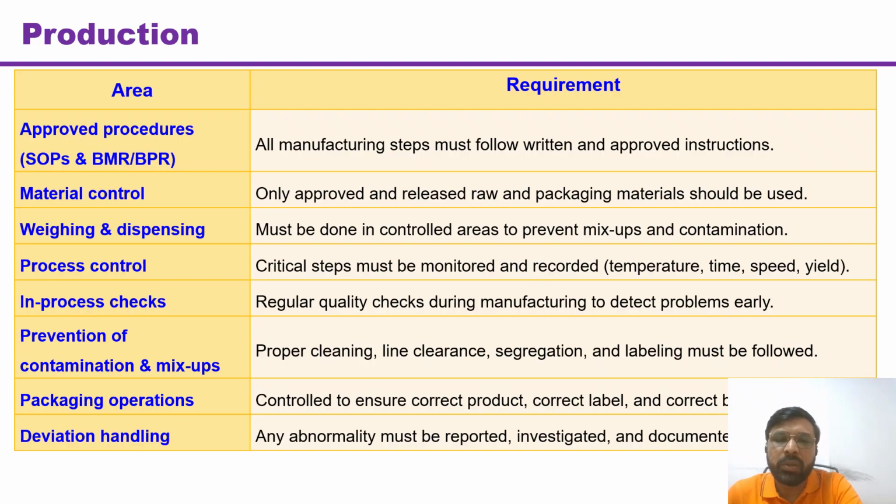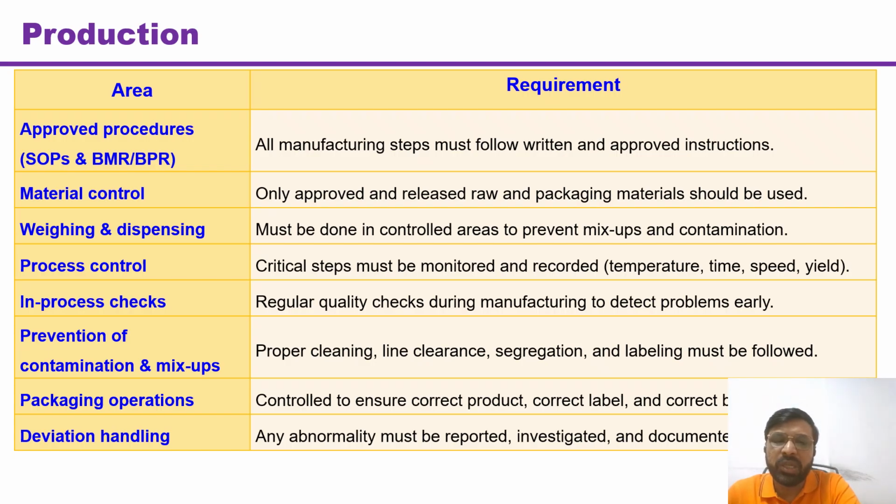Process control: critical steps must be monitored and recorded, such as temperature, time, speed, yield. These are the critical process parameters. They should be recorded so that we can assure the process quality. In-process checks are important to ensure the quality of the product throughout the process. Prevention of contamination and mix-up: proper cleaning, line clearance, segregation and labeling must be followed to ensure prevention of contamination and mix-up.